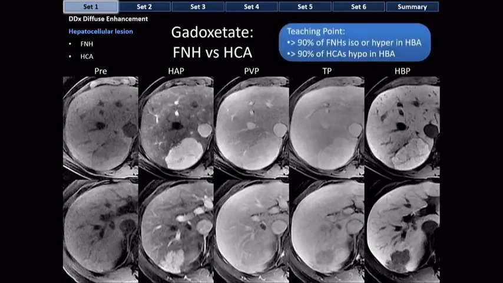Teaching point: in the published literature, although there's not too much literature on this, in the emerging published literature, over 90% of FNHs are iso or hyperintense in the hepatobiliary phase. Over 90% of adenomas are hypointense in the hepatobiliary phase. And not mentioned in the literature, but important to know, is that FNHs tend to also have this particular architecture as shown on the image in the top right.